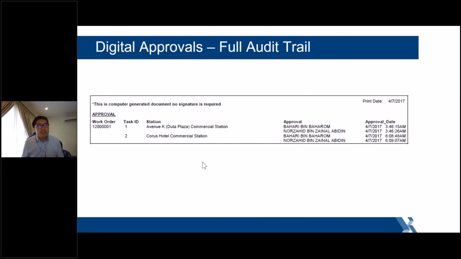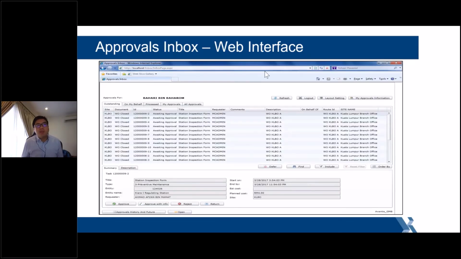So if you can see here, we have the approval with full audit trail. The work order number, what the task is, who is the person approving, and the approval date. So you can have the full audit trail of the approval of the task. This is done via the approval inbox web interface. All the maintenance tasks will be listed here after they are completed.